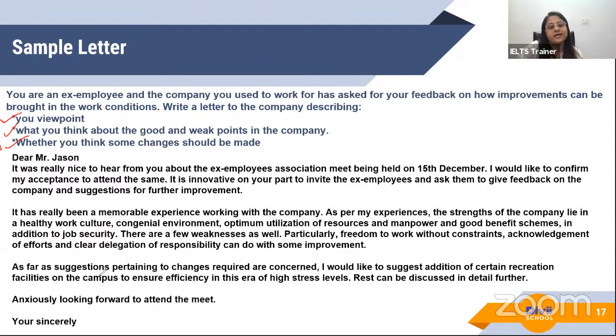So next, as far as suggestions pertaining to the changes required are concerned, what is the last point? Whether you think some changes should be made, that will come into the conclusion. One, I would suggest addition of certain recreational facilities on the campus to ensure efficiency in this area of high stress levels. And rest can be discussed in detail further, when I join your meeting that is going to be held on 15th December. Next, anxiously looking forward to attend the meet. That is the closing statement. Yours sincerely, and you will write your name after that.